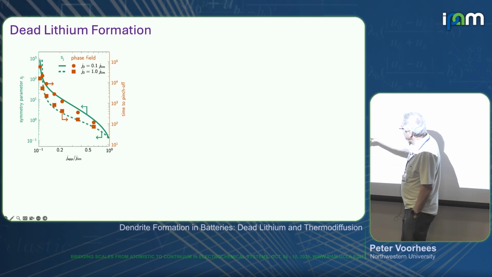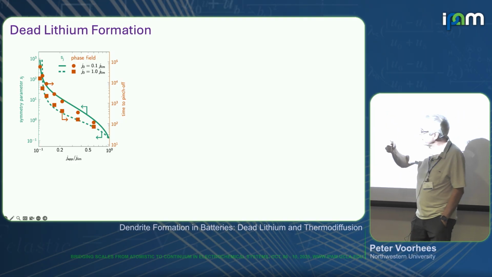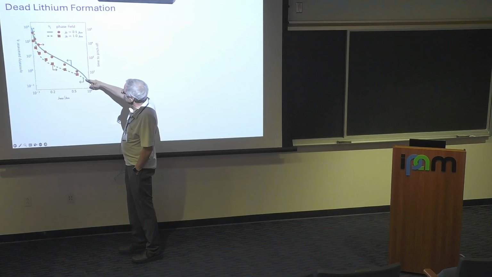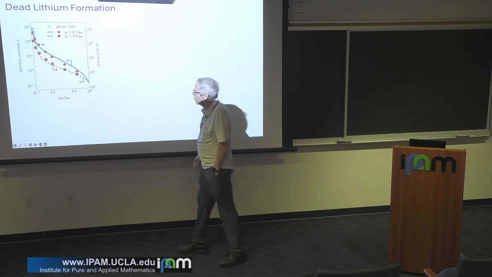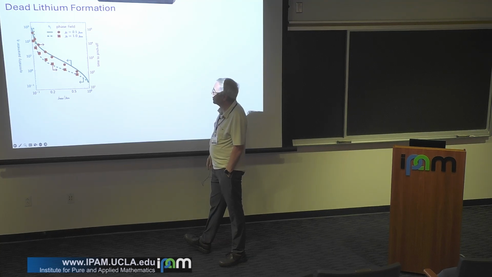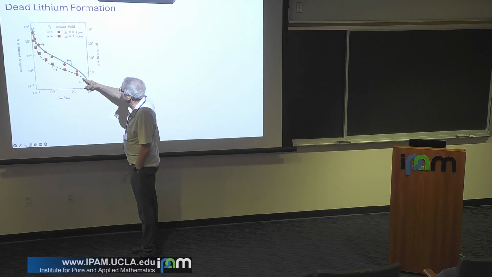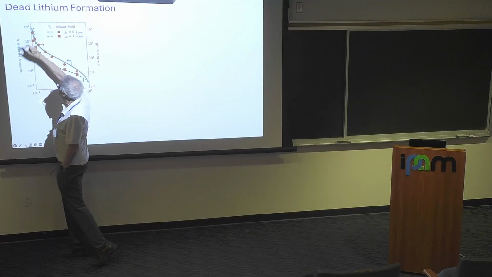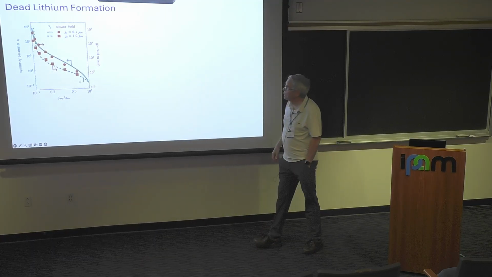And so when the applied current's on the order of the limiting current, in other words, you're running the battery, you're charging it as fast as you can, the symmetry parameter is quite small. It's approaching quite small, which would mean that you'd tend to form dead lithium down here. But when you're not charging it so quickly, the symmetry parameter is very big. It's going to infinity, which means you tend not to form the dead lithium.